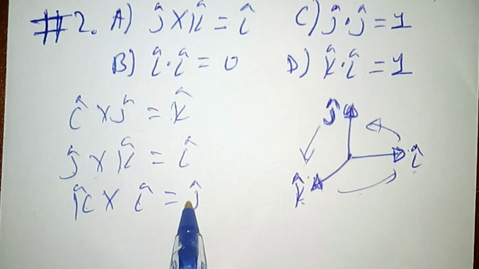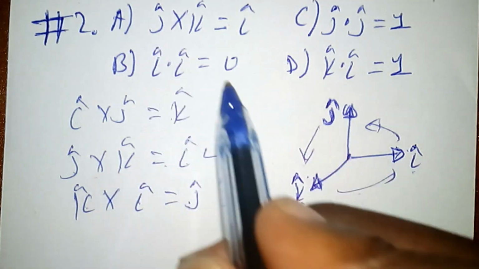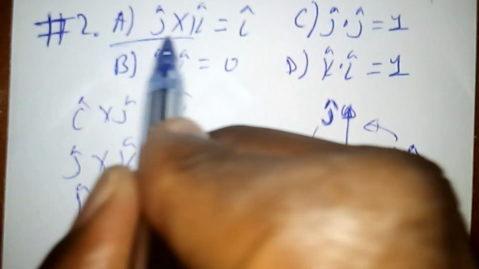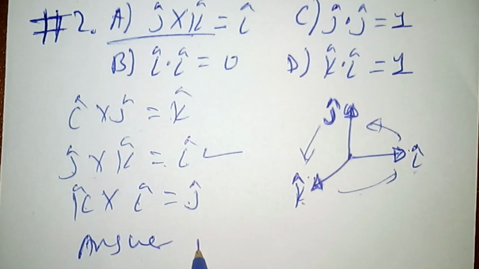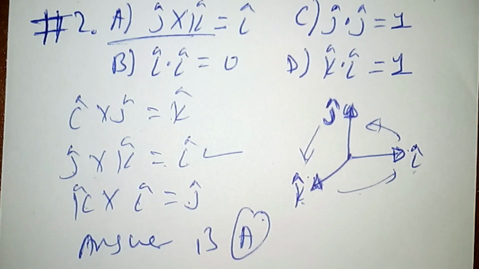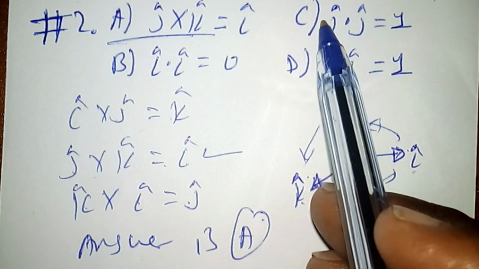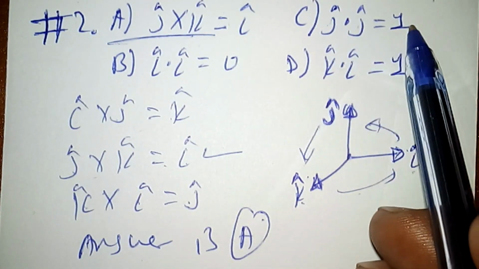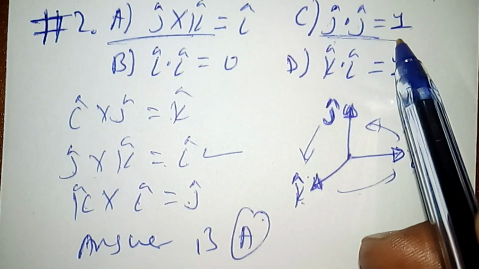So among the given alternatives, the only alternative which fulfills the clockwise system is alternative A, j cross k is i. By using this, A is the only correct answer. The answer is A. But don't be confused here. Alternative C is also true, that is j dot j is also 1, but this is not the clockwise system.